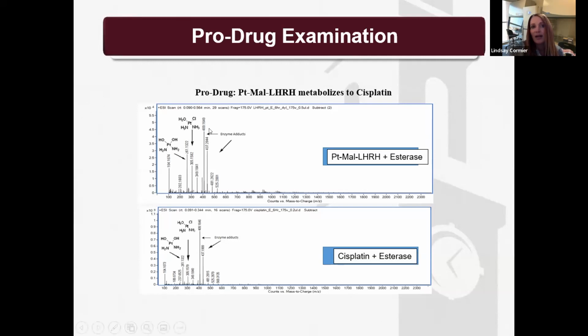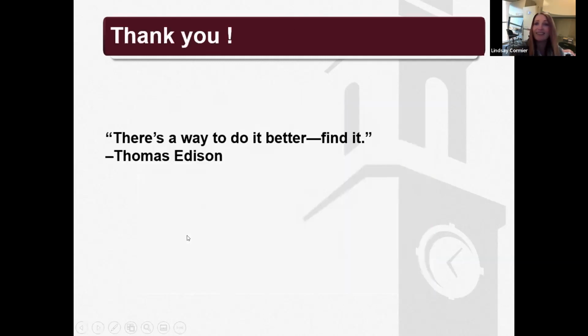And so this graph up top is showing you our compound with esterase, and it was able to be cleaved, and it shows you that it reverts back to cisplatin. And so we have made a prodrug, which hopefully is a lot quicker to pass through FDA approval, with our drug reverting to cisplatin. And down here in this panel is just showing you cisplatin as well. And so with that, I'll take any questions. I did shorten my presentation a little bit, and hopefully that helped. Thank you.